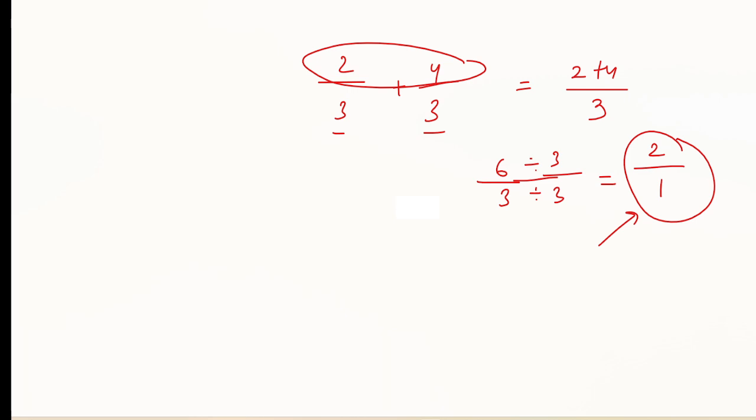Some fractions can be simplified, sometimes you can't simplify them anymore. For example, if you have 4 over 3, we can't simplify it. This is the simplest form, right? Because 4 and 3 don't come in the same times table, right?